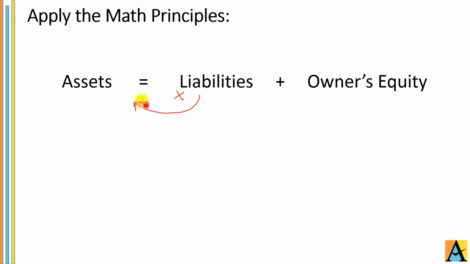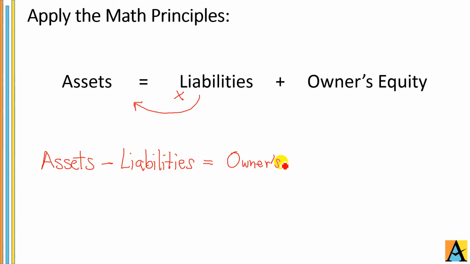So by subtracting liabilities from the right side and subtracting it from the left side, we get assets minus liabilities equals owner's equity. Alright, same numbers. All I did was just apply a few basic math principles, and now we have owner's equity equaling assets minus liabilities. Okay?